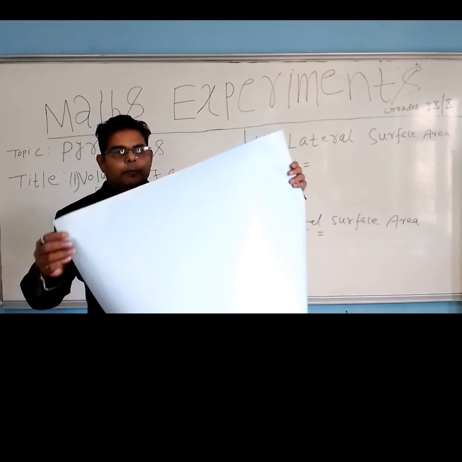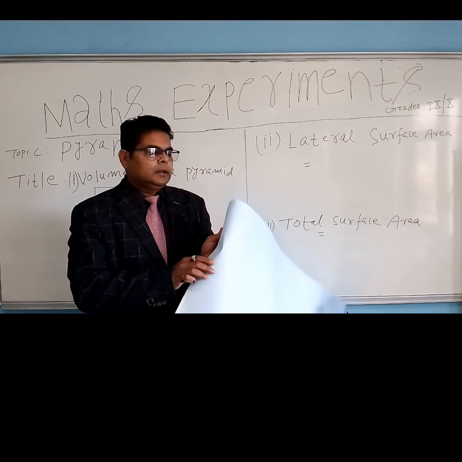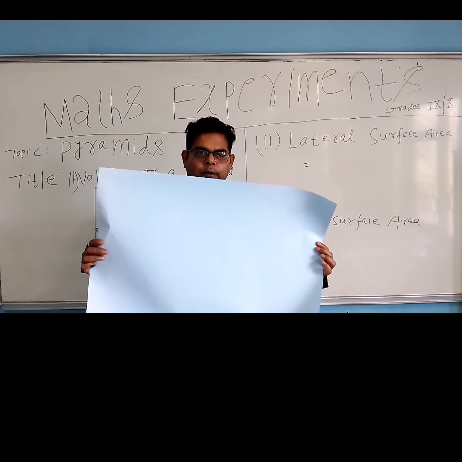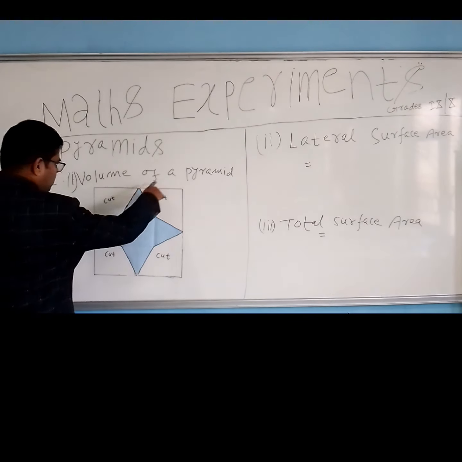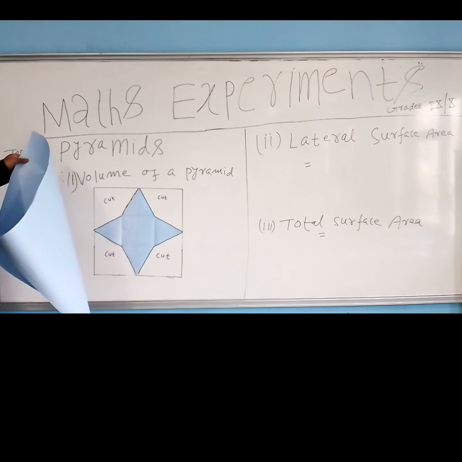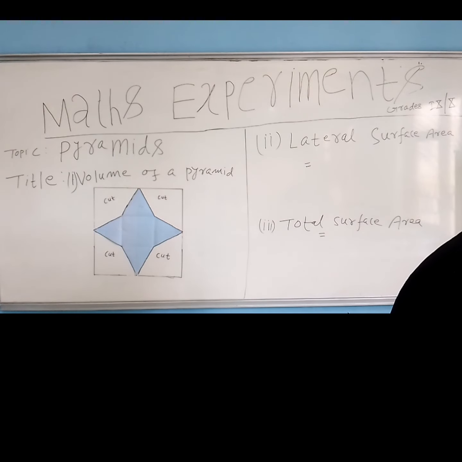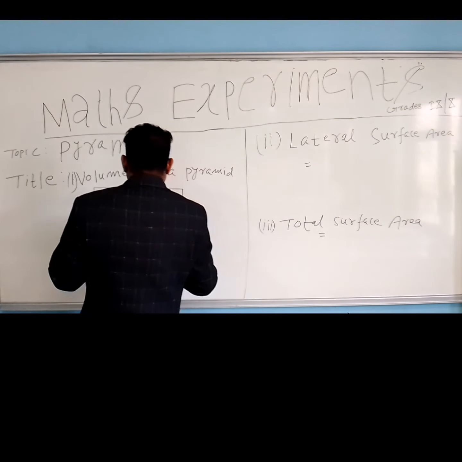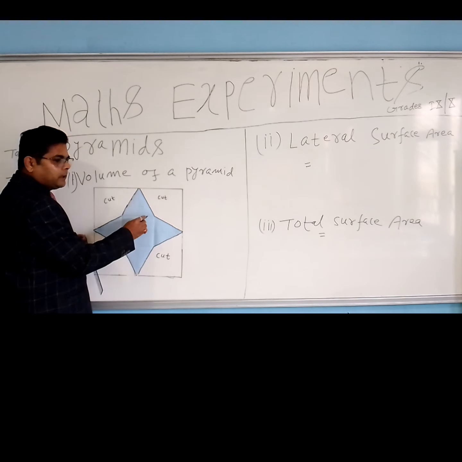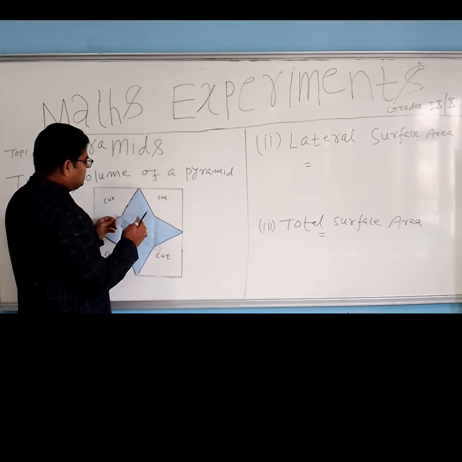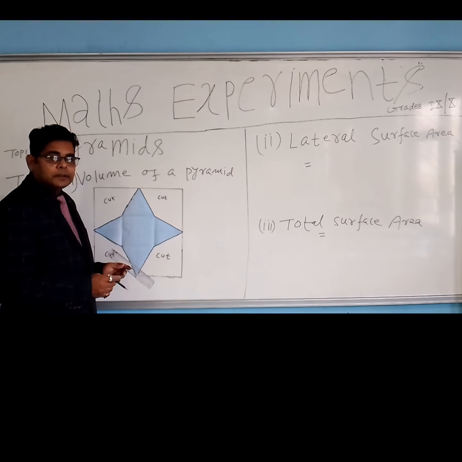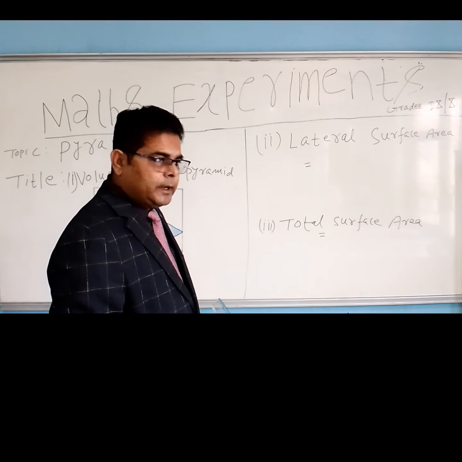So you take a paper like this, chart paper, or if possible you can also take some cardboard of a reasonable size, and you suppose that this whole thing is the chart paper, and on this chart paper you can make a square. So I am going to make a square base pyramid. So make a square of length, I have made here 15 centimeter, but you can fix the size as you feel is appropriate. Okay.